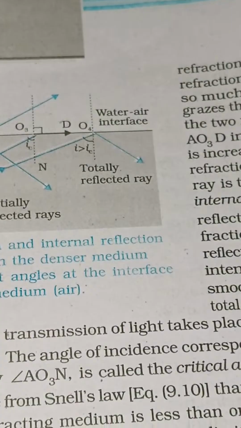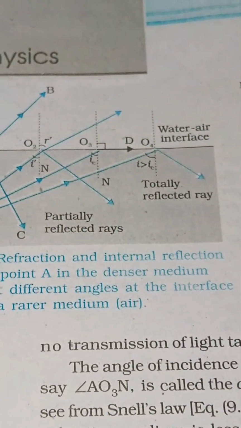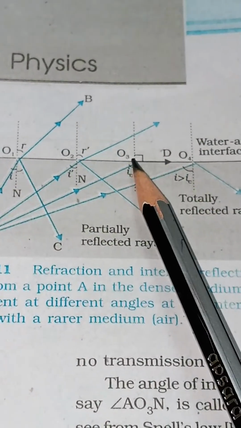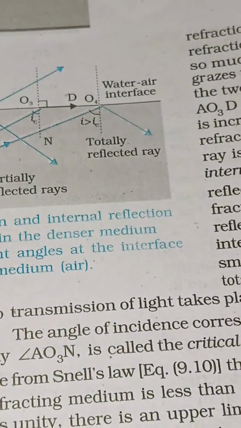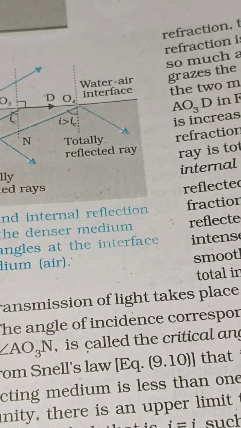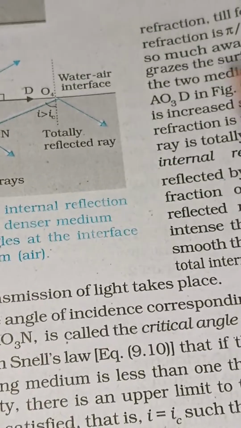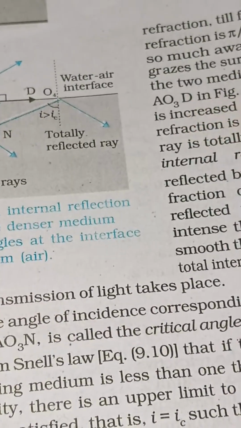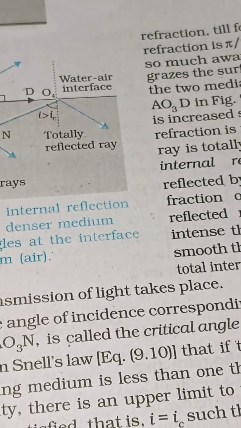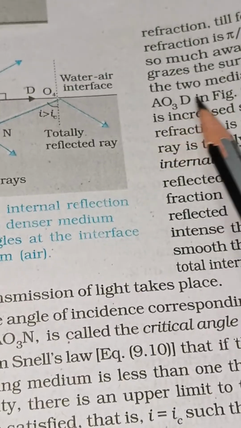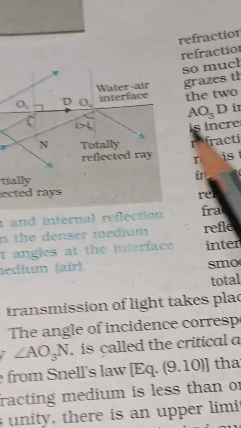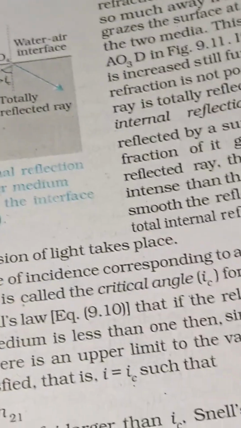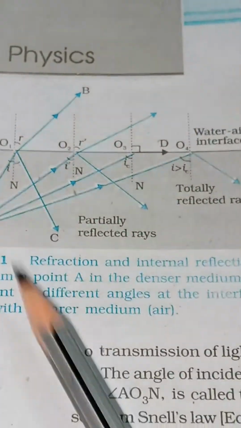Till the ray AO3, the angle of refraction is pi upon 2. The refracted ray is bent so much away from the normal that it grazes the surface at the interface between the two media. This is shown by the ray AO3, in figure 9.11.